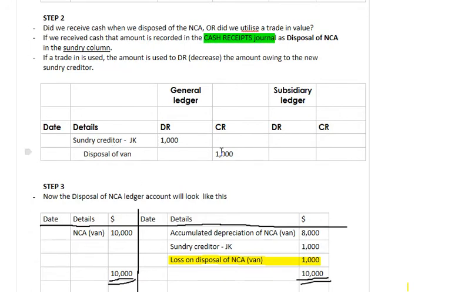So we can see we're debiting our sundry creditor, JK, for $1,000. And again, we're crediting our disposal of van account for that $1,000. Because our sundry creditor will be a liability with a credit balance, so we're debiting it to reduce that down. We're not doing anything in the subsidiary ledger because this is not a trade creditor. Only trade creditors, which is buying stock on credit, will be over here.